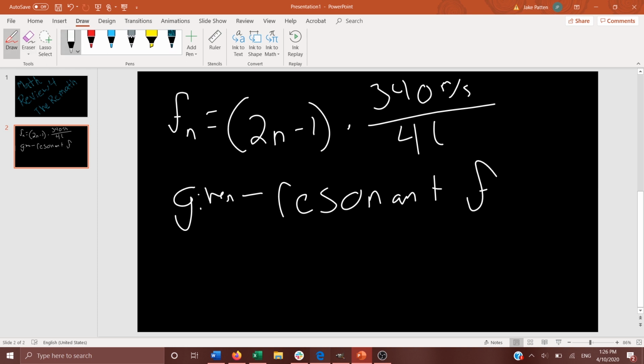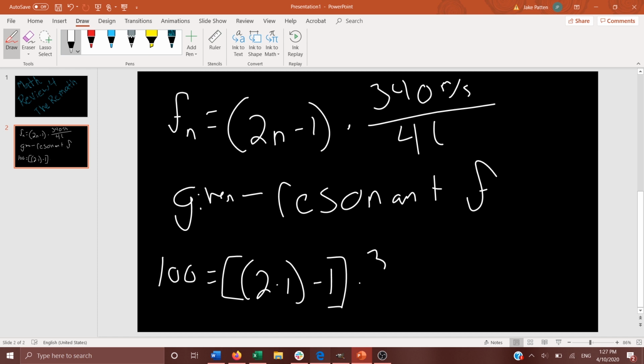So there we go. So you're looking for the resonant frequency. It's the same formula, right? I mean, you could write it as 100 equals, and then we're going to assume that it's always the first resonant frequency that we're looking for. So we can assume that it's 2 times 1 minus 1 multiplied by 340 over 4L. We don't know what the length of this tube is. You can write it the same way, and you can try to solve it.